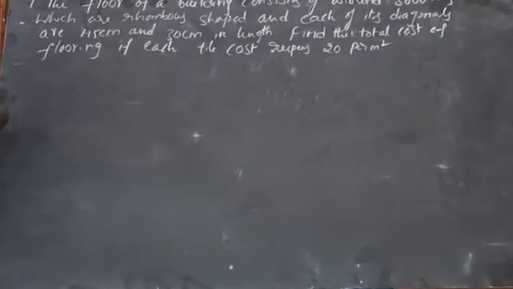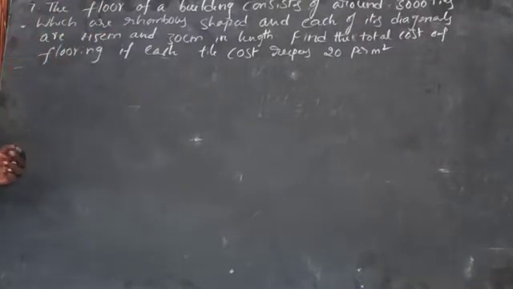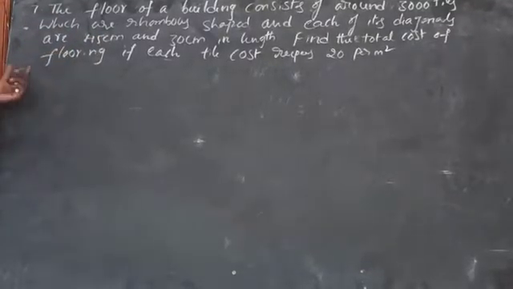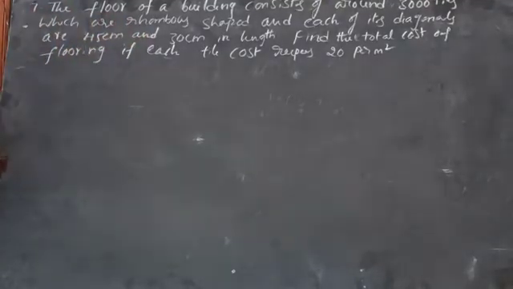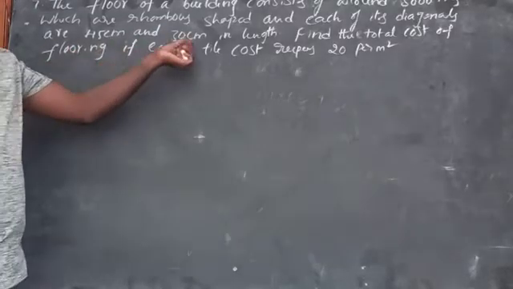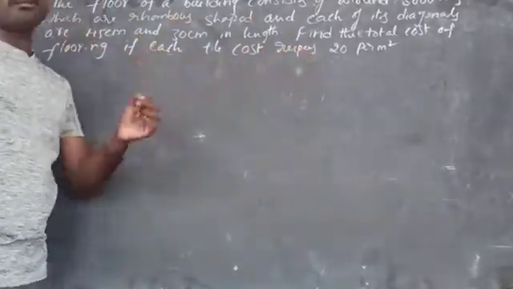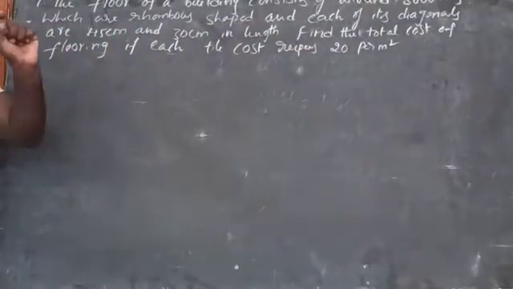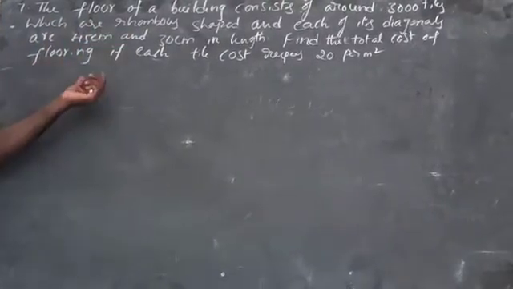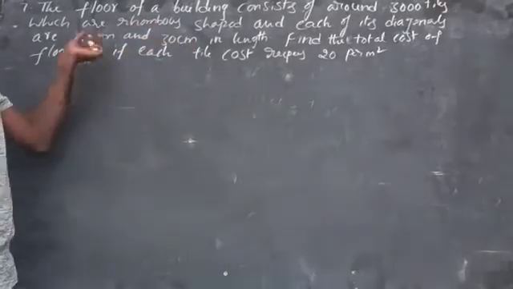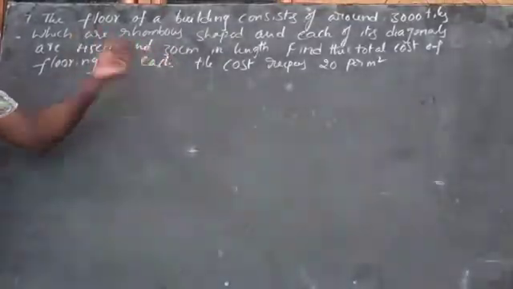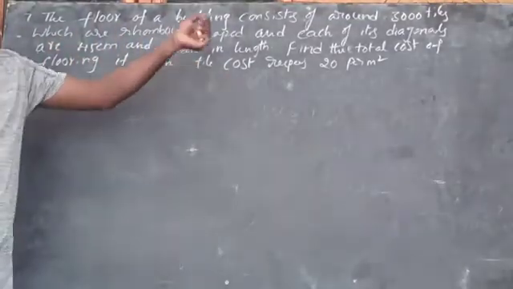So here, what is the question? The floor of a building consists of around 3000 tiles which are rhombus shaped, and each of its diagonals are 45 centimeter and 30 centimeter in length. Find the total cost of flooring if each tile costs 20 rupees per meter square. First we find the area of one rhombus tile, then we can find the area of 3000 rhombus tiles. After that we can find the total cost of flooring.